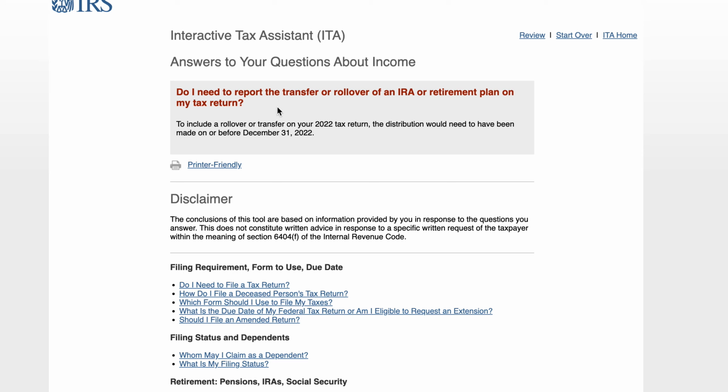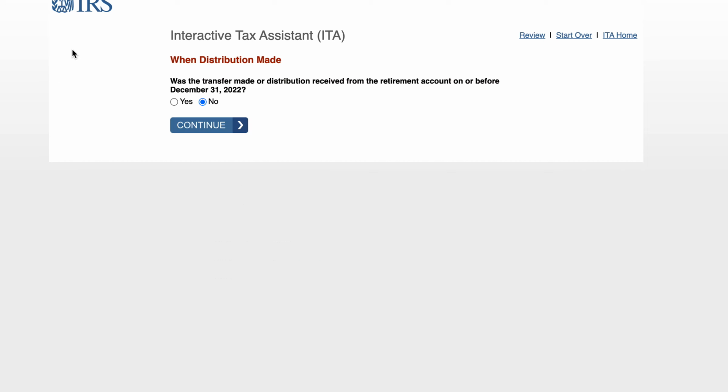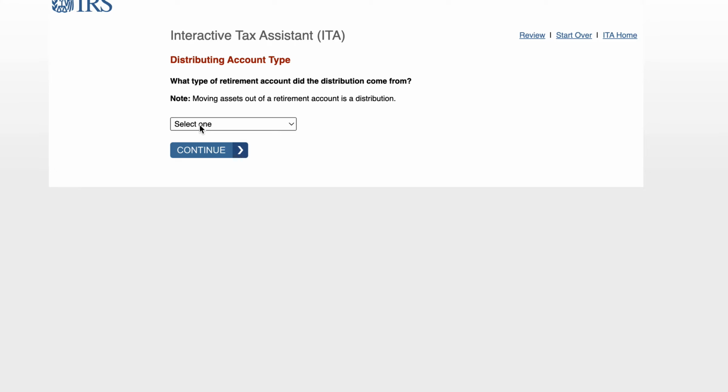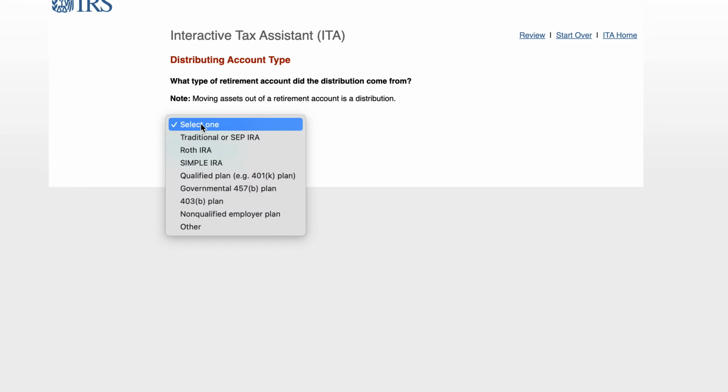Well, the first rule is if it did not actually occur on or before the 31st of the tax year, then it's not considered to have been in that tax year. So let's back up and see what other questions come out when we answer yes. Now, what kind of retirement account did the distribution come from?